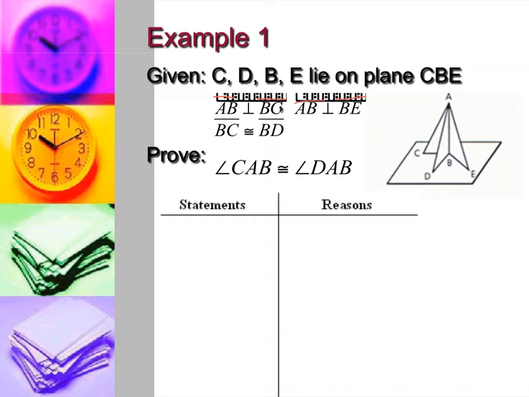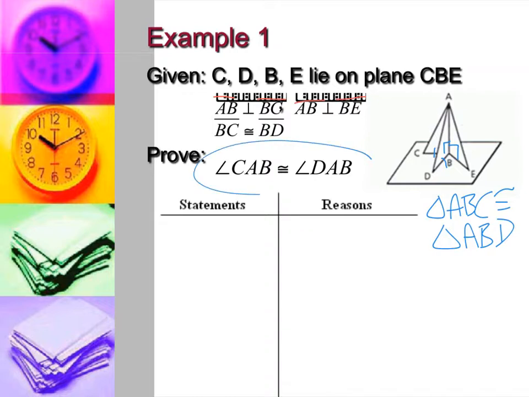Now I've got that BC, which is this guy back here, and DB are congruent. I've got perpendicularity, but that perpendicularity involves this guy and then the one behind it, okay? But not the one that's ABD. Because what I'm kind of thinking here is that if I got triangle ABC congruent to triangle ABD, I could get my proof, CAB and DAB, right, from CPCTC.